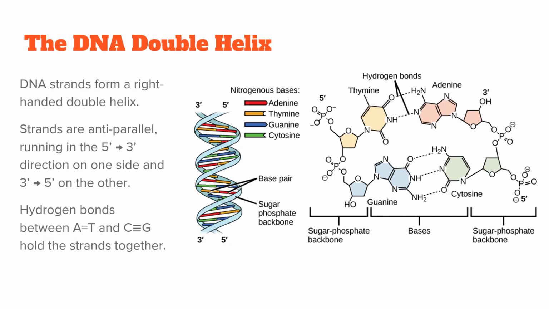DNA forms a right-handed double helix. You can picture a twisted ladder. The two strands run in opposite directions, which we call antiparallel. The rungs are the base pairs. A pairs with T through two hydrogen bonds, and C pairs with G through three hydrogen bonds. These pairings keep the helix stable and ensure faithful copying of genetic information.